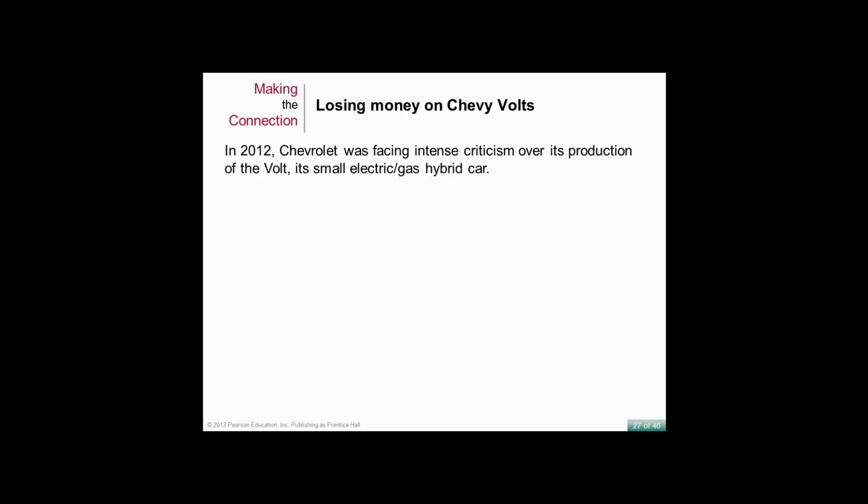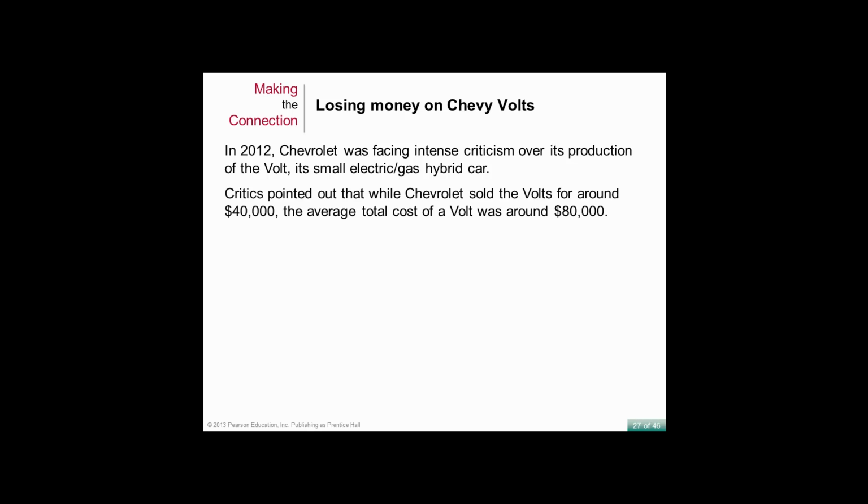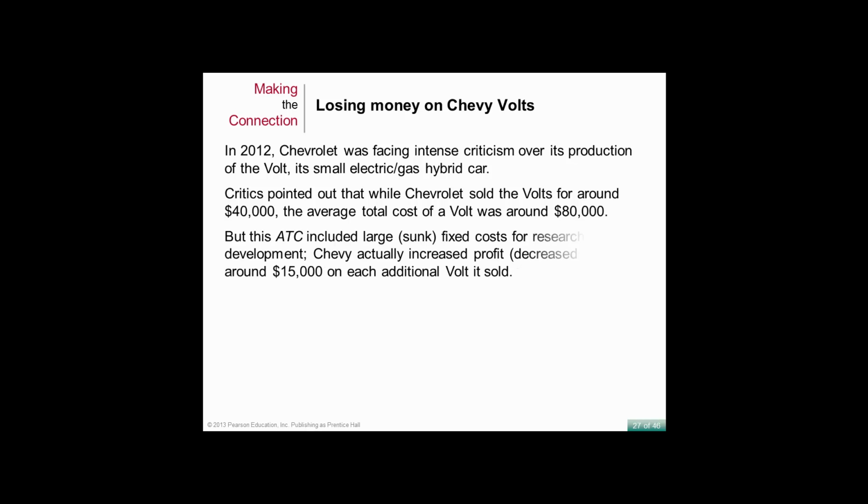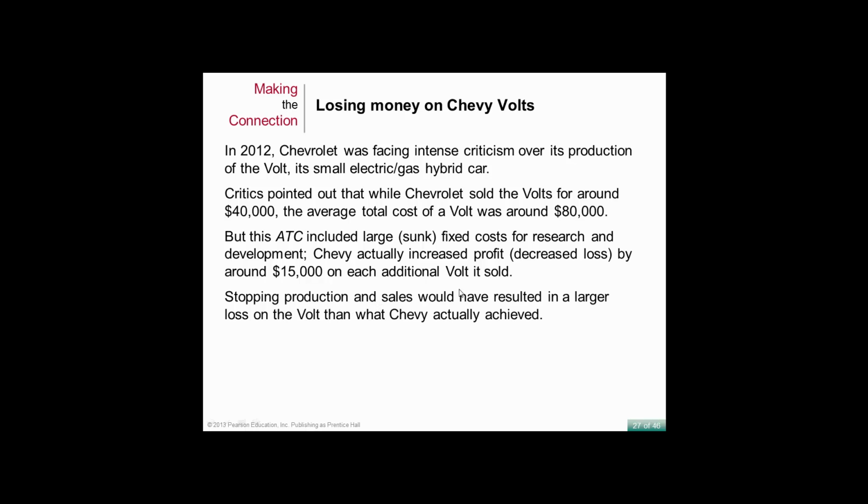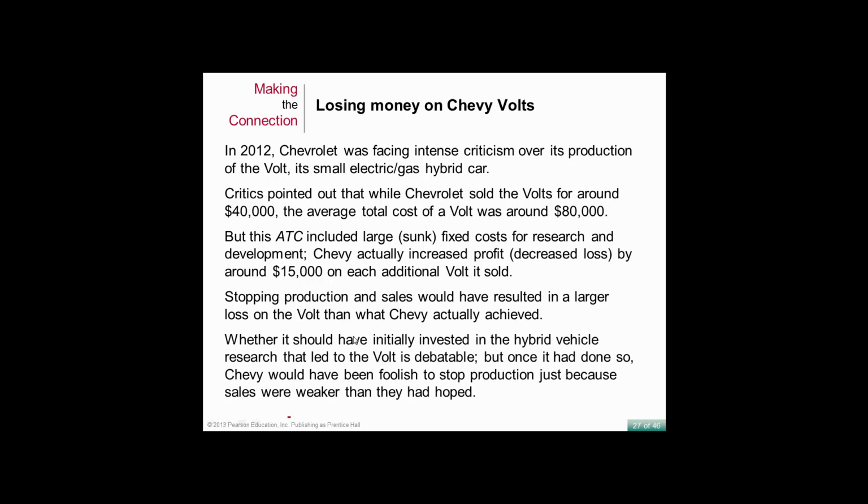In 2012, Chevy was facing intense criticism over the production of the Volt, its small electric gas hybrid car. Critics pointed out that while Chevy sold the Volts for $40,000, the average cost of a Volt was $80,000. That means a loss every time. But average total costs included large sunk or fixed costs for research and development. Chevy actually increased profit or decreased its loss by $15,000 for each Volt sold. Stopping production would have resulted in a larger loss than if the Volt had actually been produced.